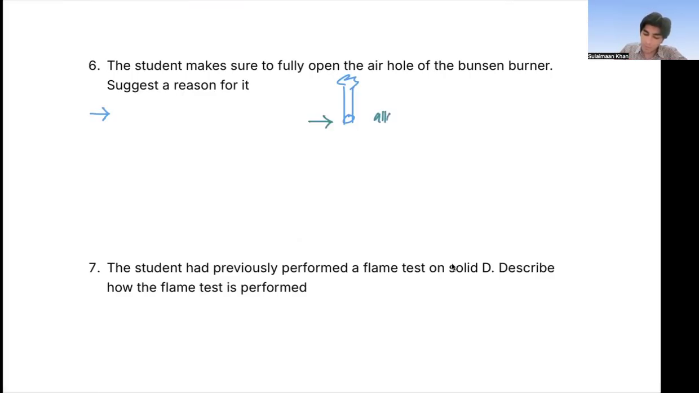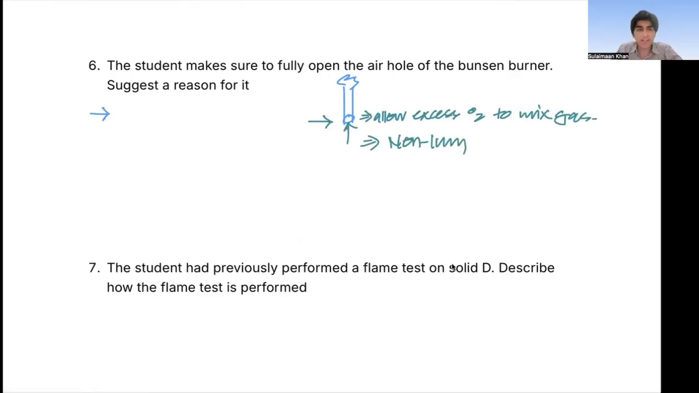You can write high melting point or whatever, but when you open the air hole, you allow excess oxygen to mix with the gas, the methane or natural gas, whatever. So excess oxygen mixes with the gas, and what does this result in? This results in a non-luminous flame. The non-luminous flame is the blue flame. The roaring blue flame is called a non-luminous flame. We call it blue, but it's very pale blue. So it produces a very pale, non-luminous blue flame. Yeah?